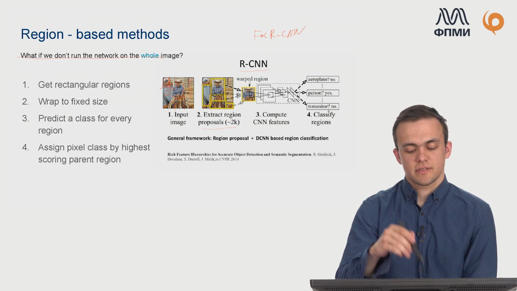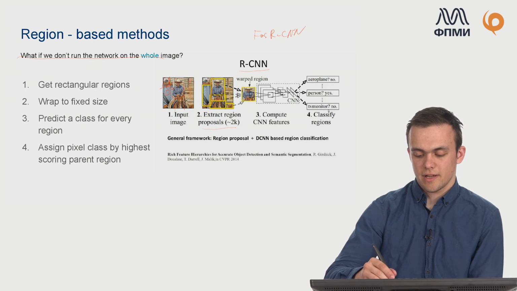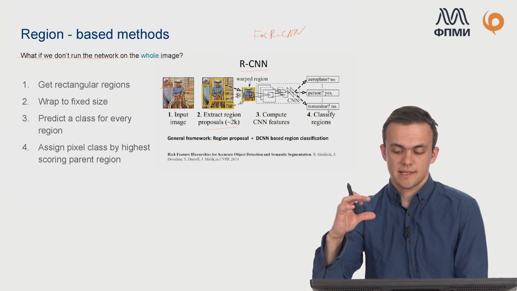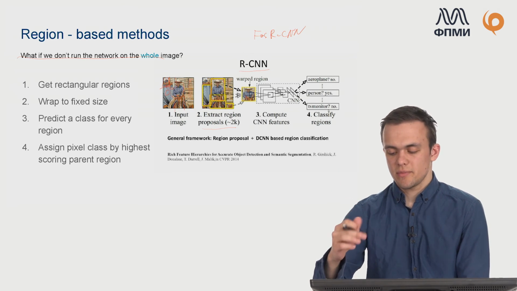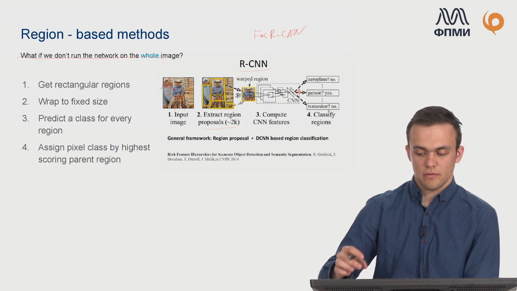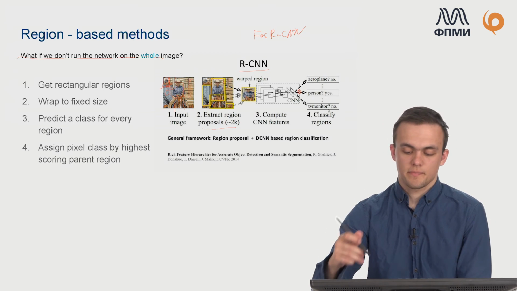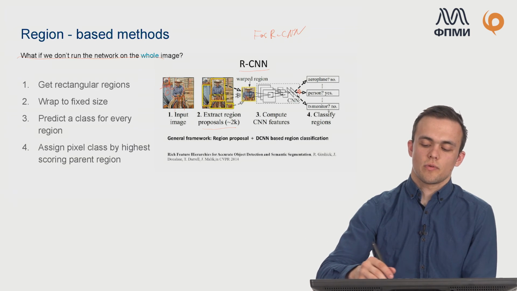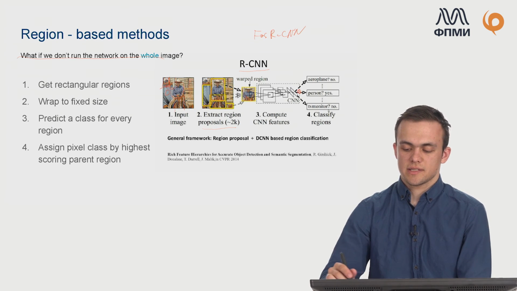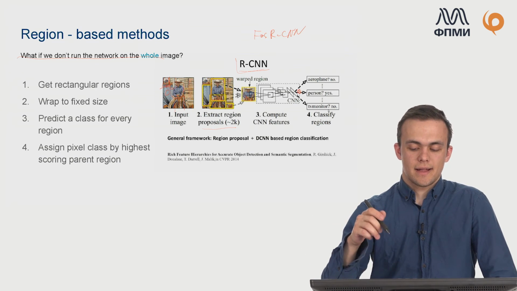First, get rectangular regions using some simple algorithm, then wrap to fixed size. So here, if you have a rectangle that is not square, you need to wrap it because the convolutional network operates on a fixed size image, because it has a head that is dense. The network is determined by how many coefficients you have, and that is defined by the number of classes. And so then you resize this crop, apply some convolutional features, and classify regions. So this is how object detection works.